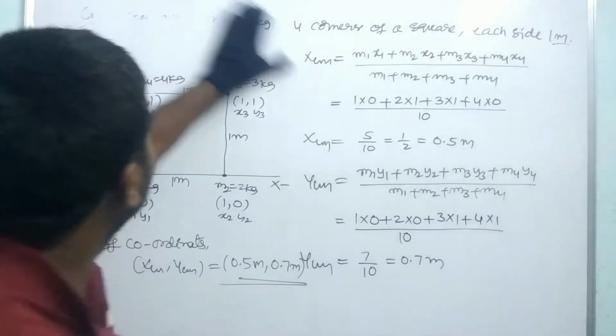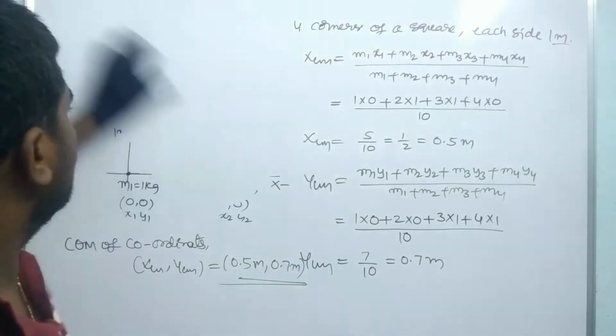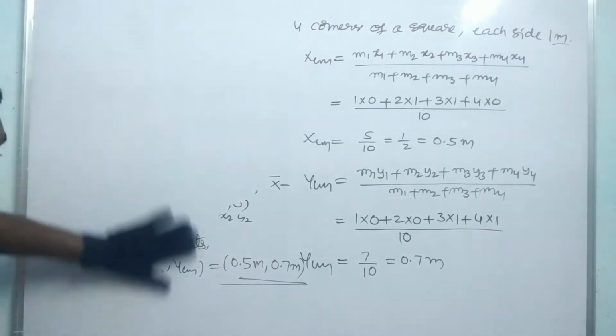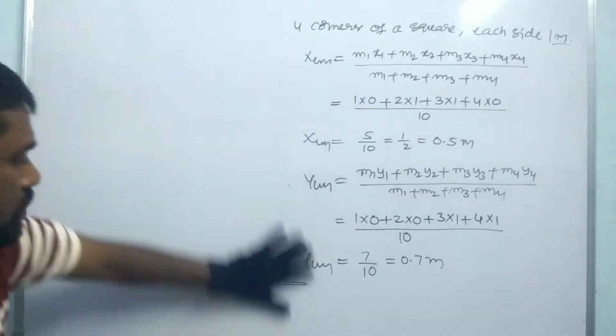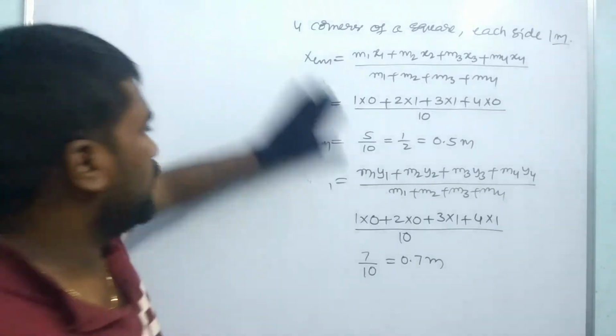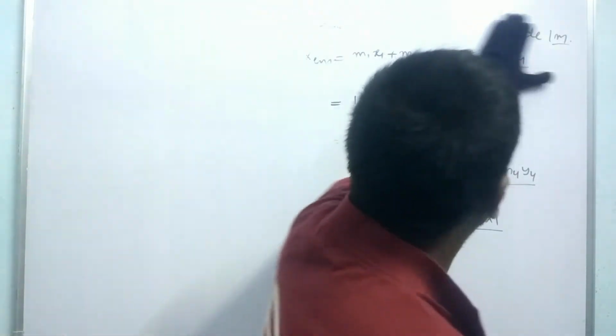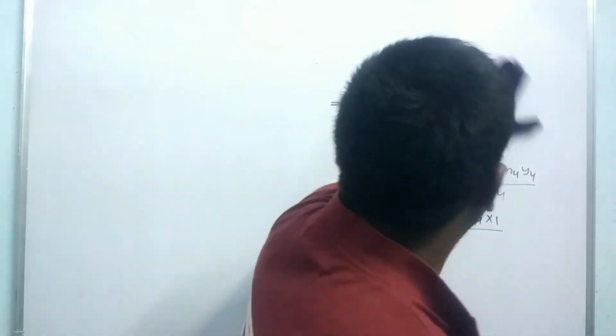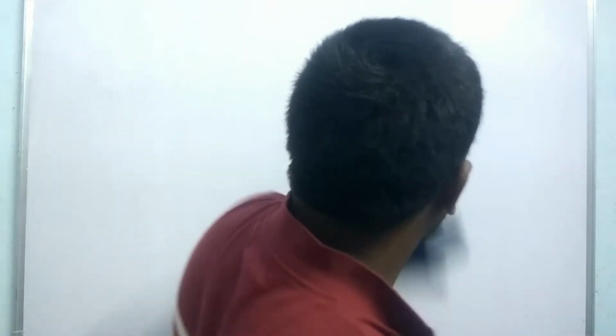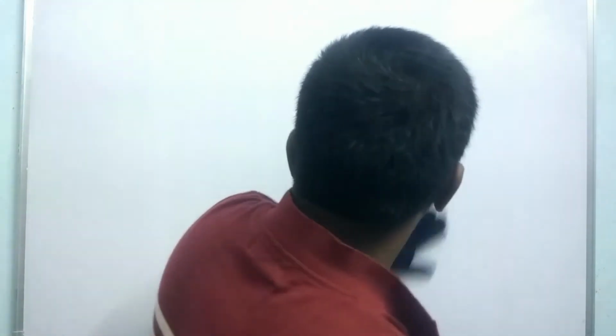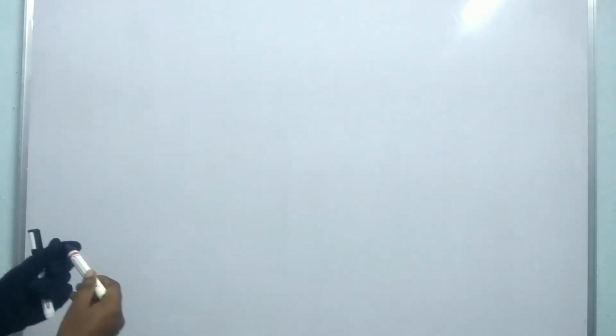We have to find the center of mass of velocity, and the center of mass of acceleration. So how we can find that? Let us see. If two masses are moving in the same direction, then how can we find the velocity of the center of mass?